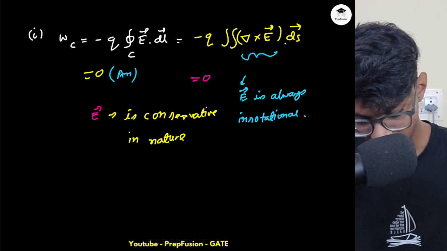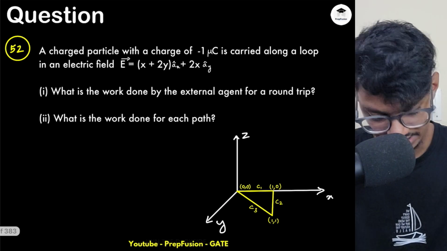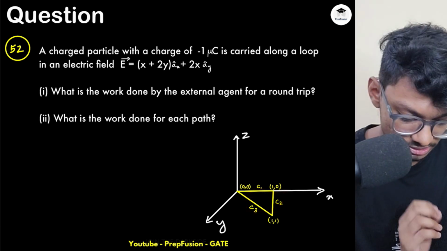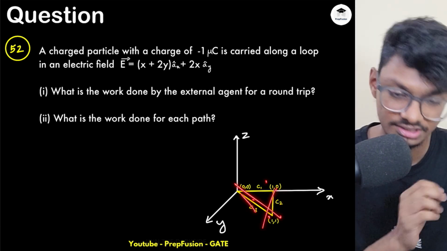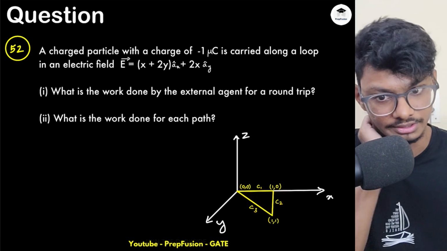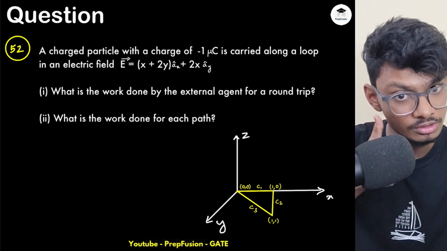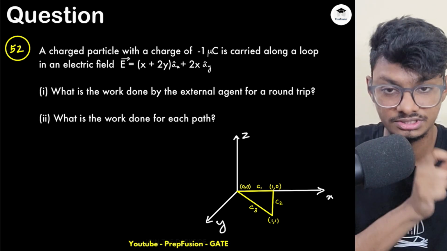For the second part, we'll solve obviously. It doesn't matter even if they don't give me a path, right? Just give me points. I'll just connect the straight line and I will just compute the work done at those particular points. Okay, so I hope you get the point. Electric field is conservative in nature. This is a great conclusion.